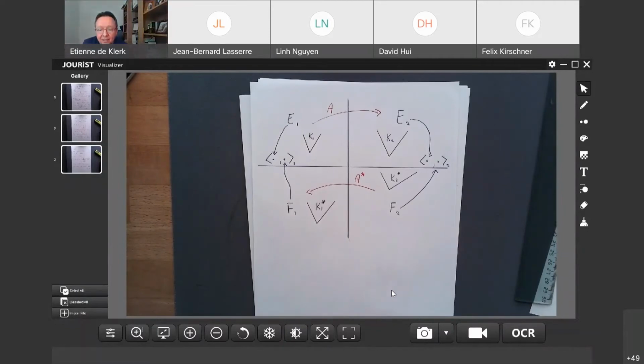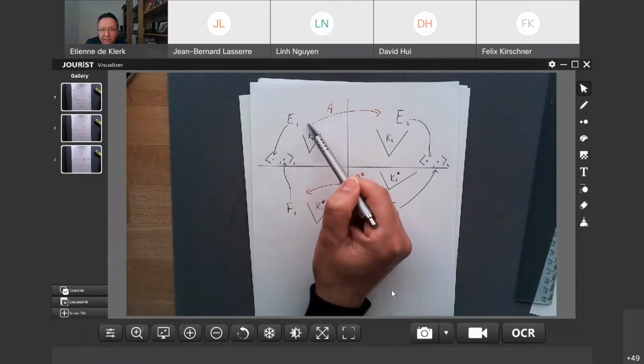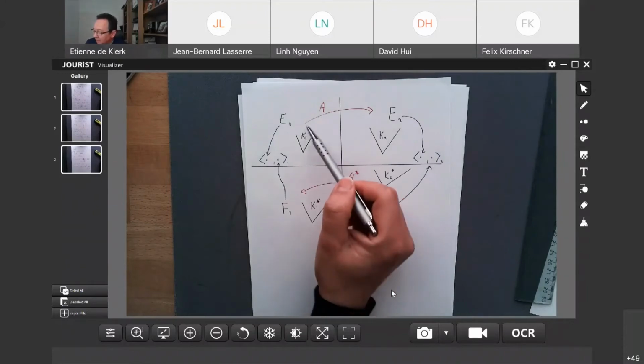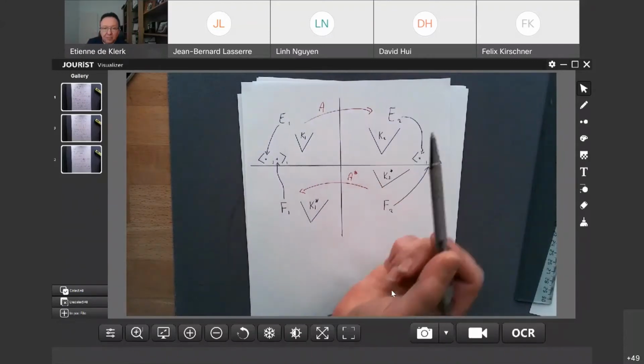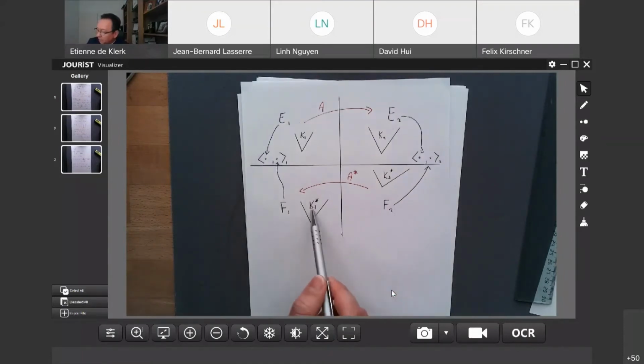If we just make a small diagram of it, we have vector spaces E1, E2, F1, and F2. Each quadrant here is a vector space. Then we have this linear operator A mapping the space E1 to the space E2, and the adjoint will map F2 to F1 according to the definitions.